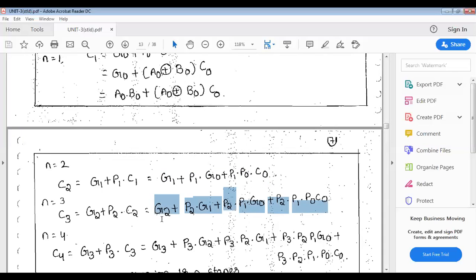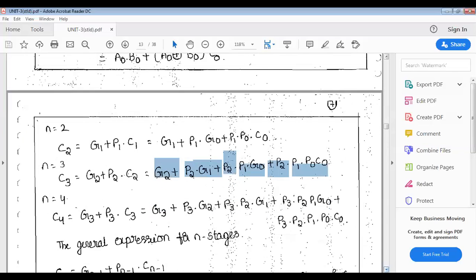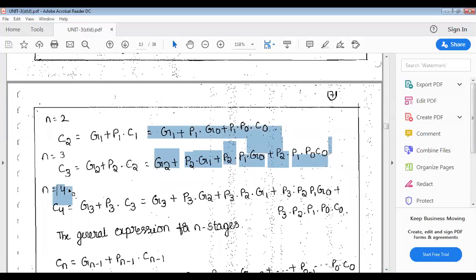And the last one we can see here, when n is equal to 3, my dear student, it's not 4, n is equal to 3. When n is equal to 3, Cn plus 1 becomes C3 plus 1, that is C4, and Gn is G3, Pn is P3, and Cn is C3.